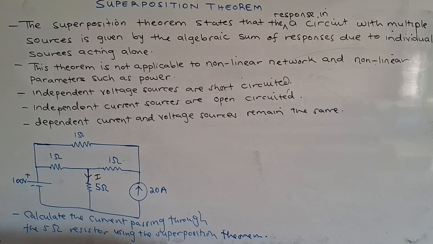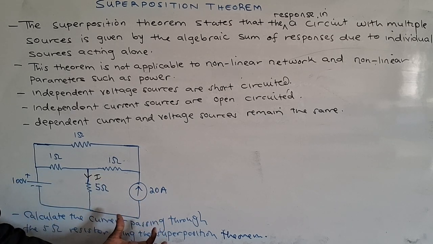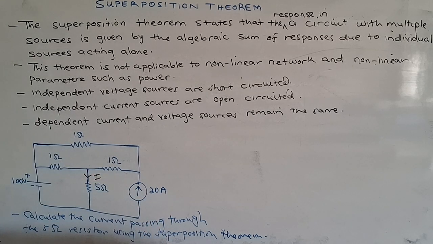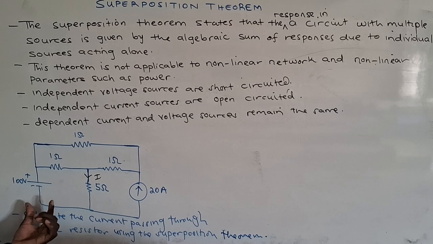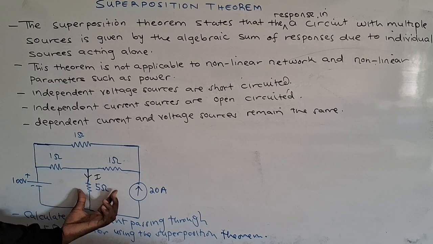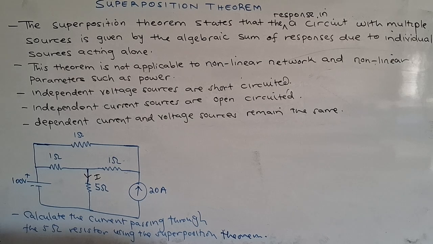This is case number 1. Case number 2, I'm going to leave the current source like this, and I am going to short circuit this. Now you can calculate the current passing through this 5 ohm resistor due to this 20 amp current source.